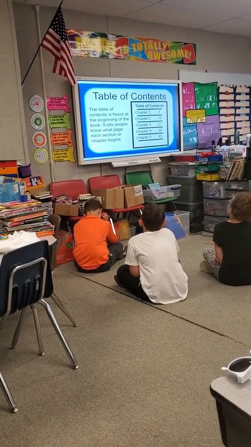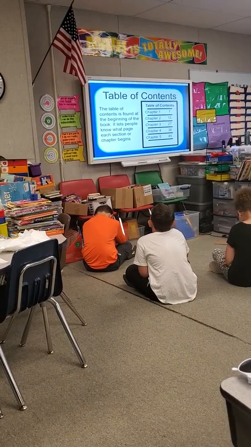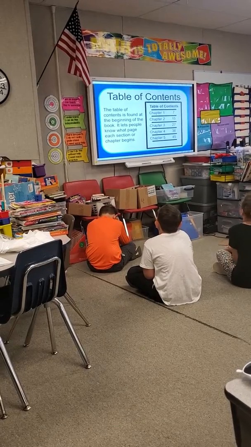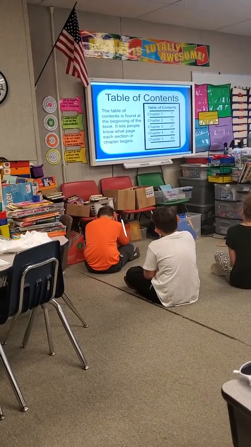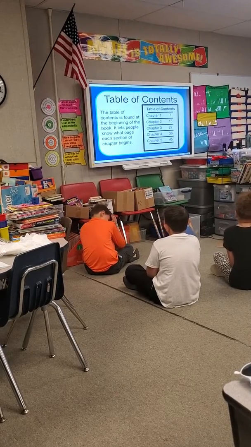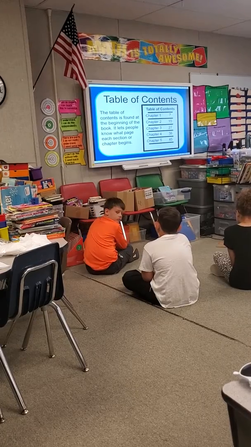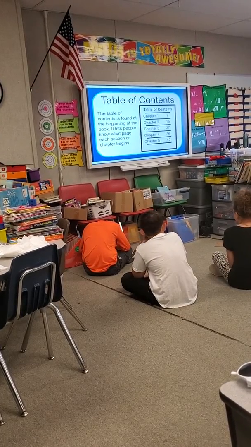It's going to tell you, the reader, what page each section or each chapter begins. Here it's saying chapter 1, 2, 3, 4, and 5, but if we were talking about frogs, we could do life cycles. We could do poisonous, non-poisonous. So you might see words, or you might see numbers.